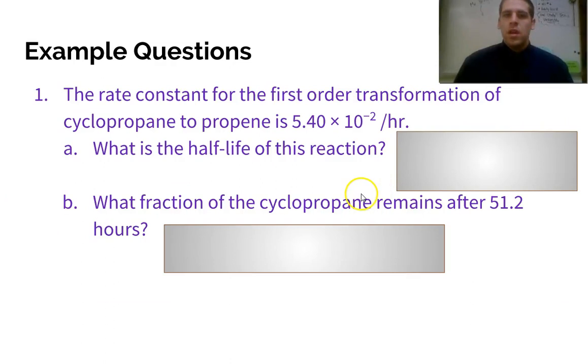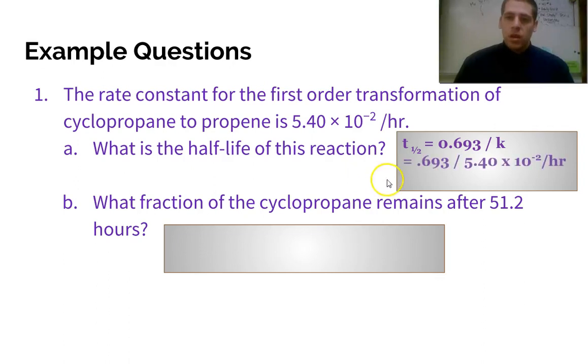One more example. If we're given our rate constant, what is the half-life? Again, just take your 0.693 over your k, and that gives you your half-life, which is going to be 12.8 hours. Now, if you were given the half-life, something like this, I would just round this up to 13, because that makes the next question a lot easier. You can actually do this without a calculator.